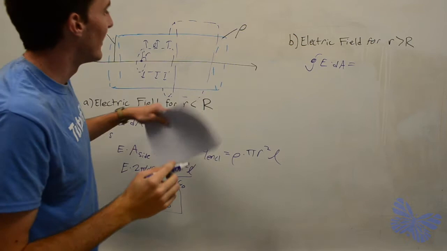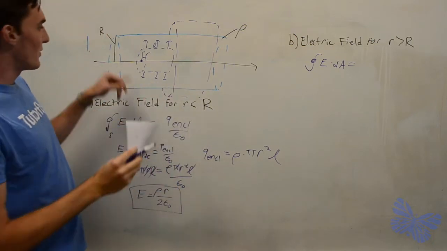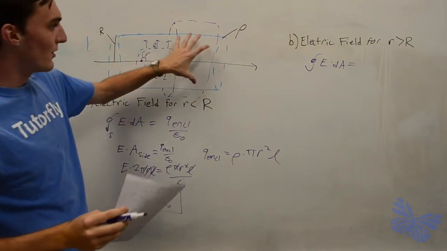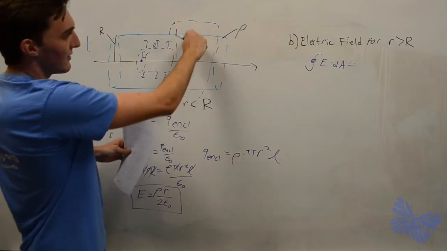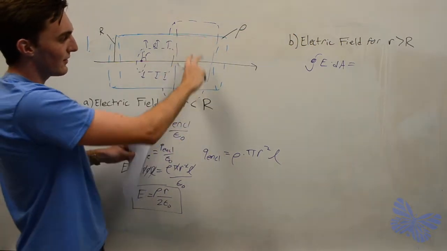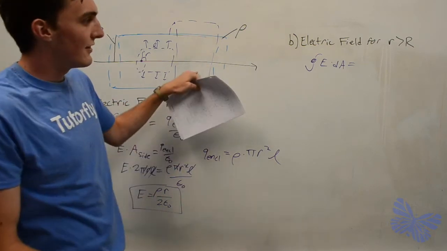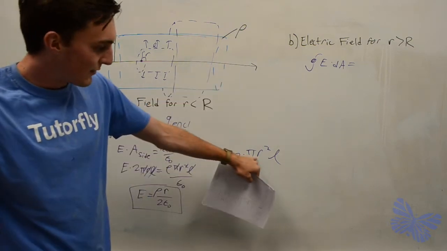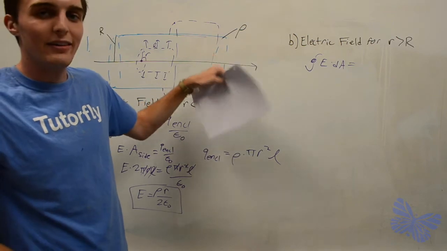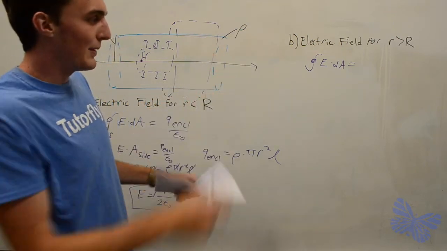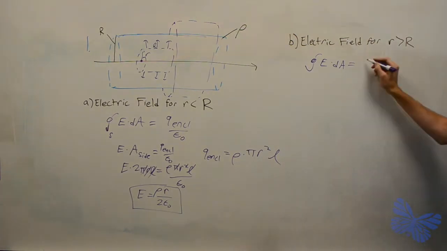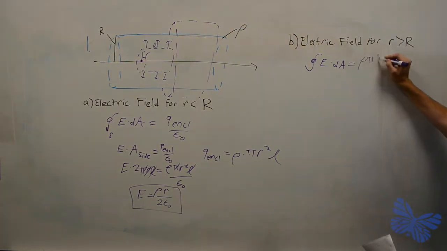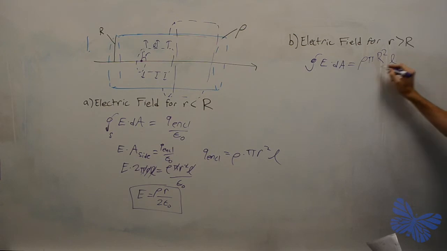In this case, the charge enclosed is going to be the volume of this inner cylinder, because there's no charge in this region, no charge in this region, just in this region. Instead of little r here, we're just going to use big R, because it's the whole big cylinder. So we can write that here as rho pi R squared L over epsilon naught.